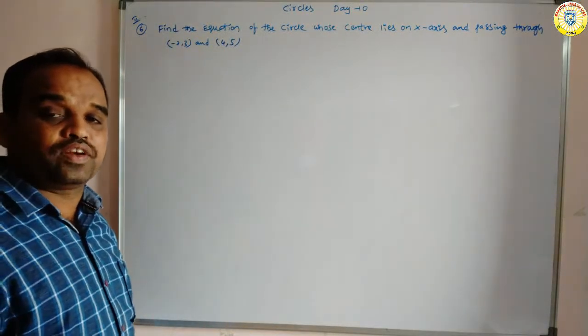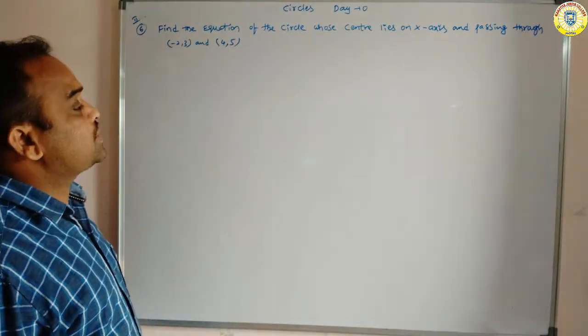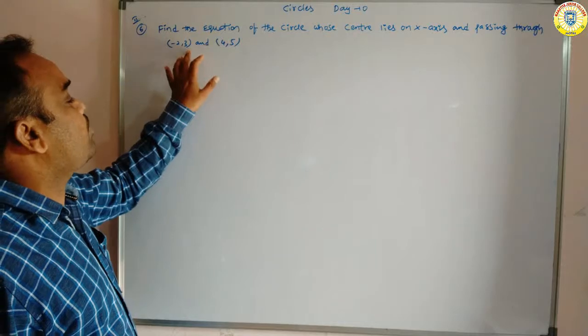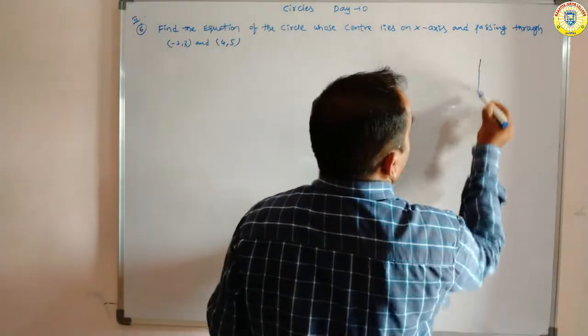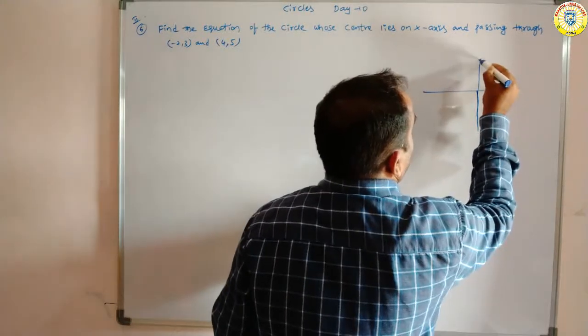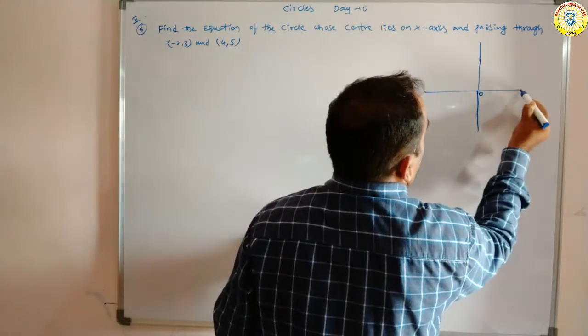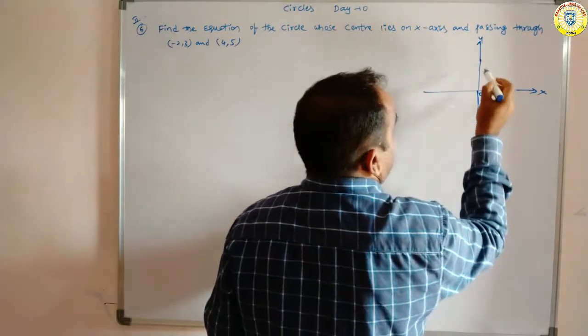Observe carefully. The center of the circle lies on which axis? The x-axis, and it passes through (-2, 3) and (4, 5). See here, this is the coordinate system. This is the origin. This is the x-axis, and this is the y-axis.